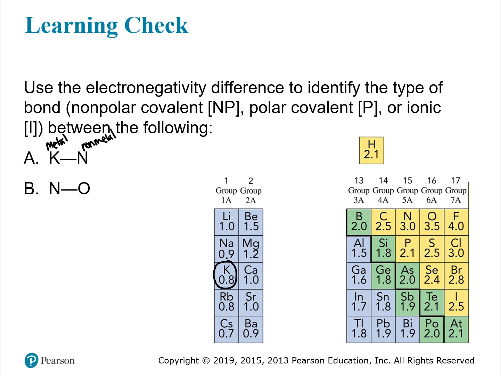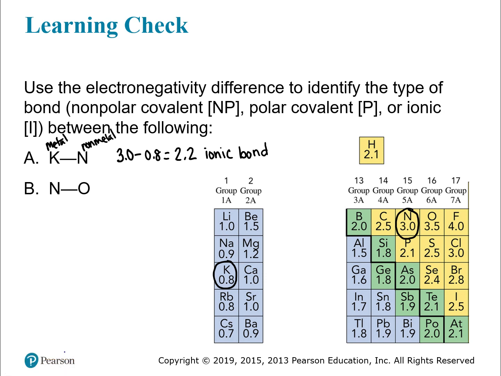The electronegativity for potassium is 0.8, pretty small. However, nitrogen, it's 3.0. So that's clearly an ionic bond. But again, I knew that simply by identifying potassium as a metal and nitrogen as a nonmetal.